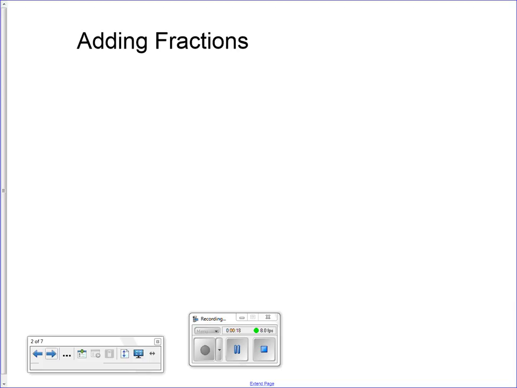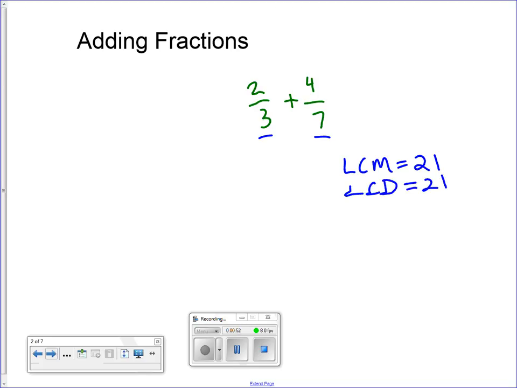Let's suppose we wanted to add 2/3 and 4/7. How do you add fractions? In order to add fractions, their denominators have to be the same. So what you want to do is multiply by what I call a fancy form of 1 that'll force the denominators to be the same. My two denominators are 3 and 7. I want to think of the least common multiple between 3 and 7, which is 21. So 21 is going to be my least common denominator.